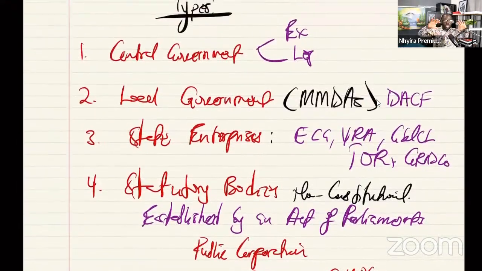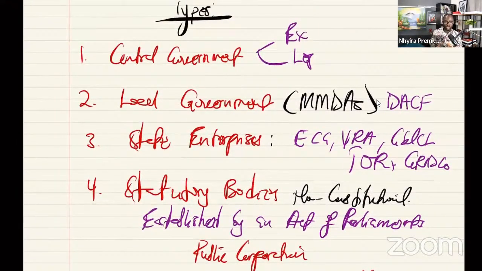So all government institutions can be categorized into these four: central government, local government, state enterprises, and statutory bodies. Any questions, please? You raise your hand and I bring you up, or you put it in the chat for me.